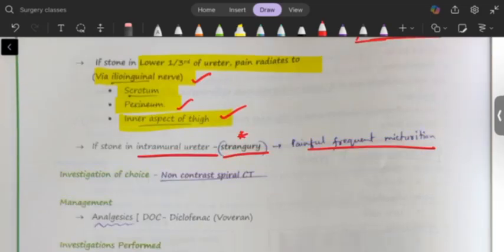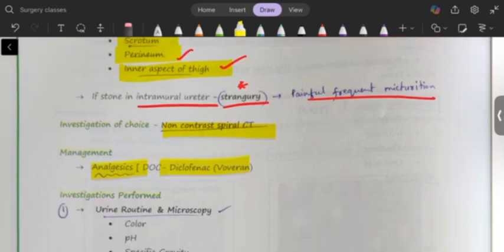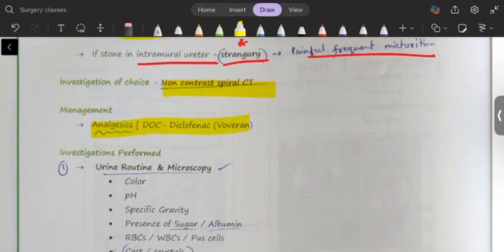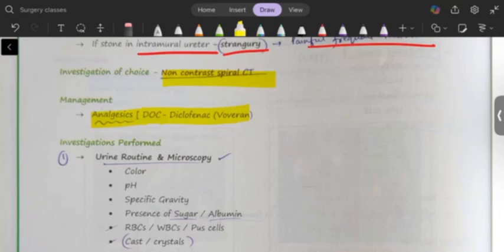What next we will do is we'll usually go for a non-contrast spiral CT in order to locate the stone. Till then, we'll be giving analgesics. The drug of choice is basically diclofenac, which is extensively used. So analgesics like diclofenac will be the drug of choice in order to provide pain relief. After that, other investigations can be performed for various types of stones.